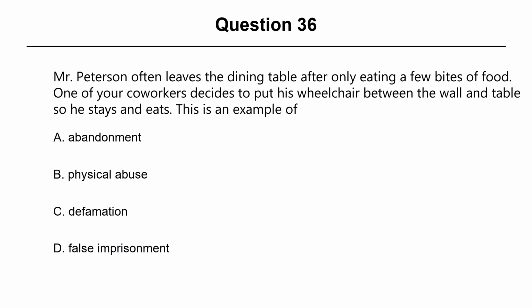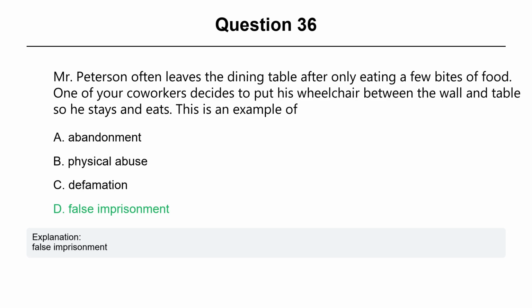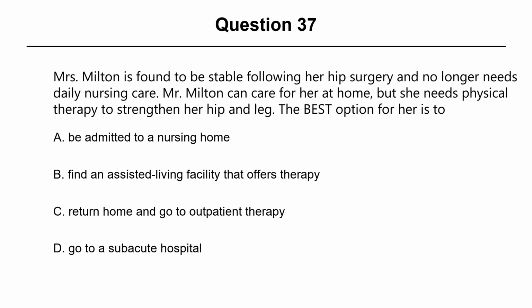Question 36. Mr. Peterson often leaves the dining table after only eating a few bites of food. One of your coworkers decides to put his wheelchair between the wall and table so he stays and eats. This is an example of option A, abandonment, option B, physical abuse, option C, defamation, option D, false imprisonment. The correct answer is option D, false imprisonment.